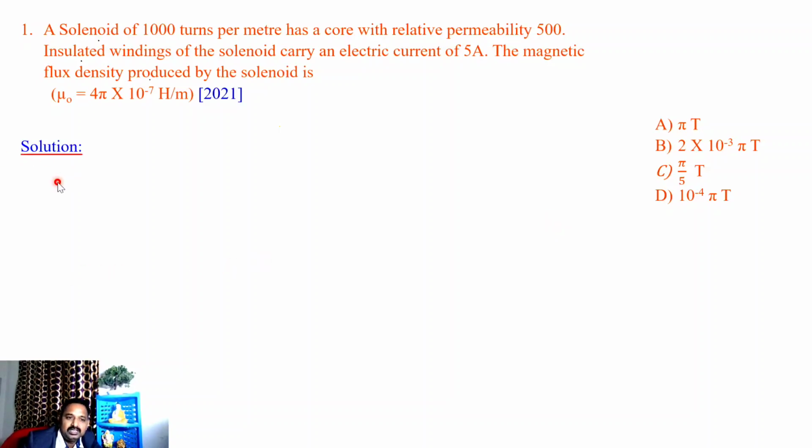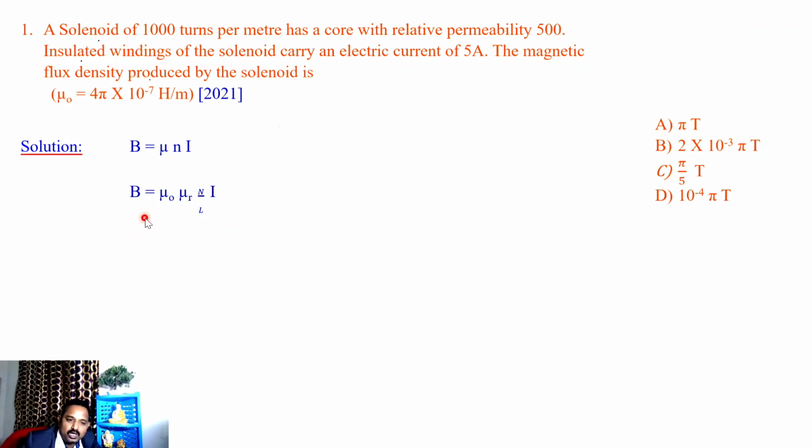Solution. See, first of all, it is a solenoid, my dear student. The strength of the magnetic field inside a solenoid is B equal to mu n i, where mu means permeability of medium, n means number of turns per unit length, i means current. So here, instead of permeability of medium, I will write it in terms of relative permeability and permeability of free space, and instead of small n I will write capital N by L, that means total number of turns per total length.